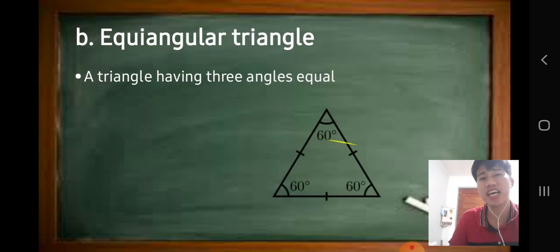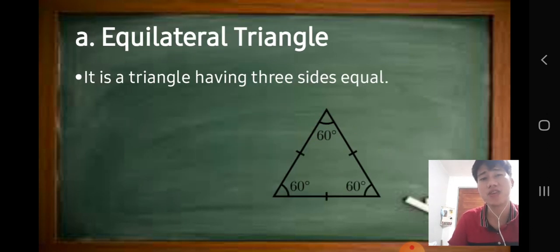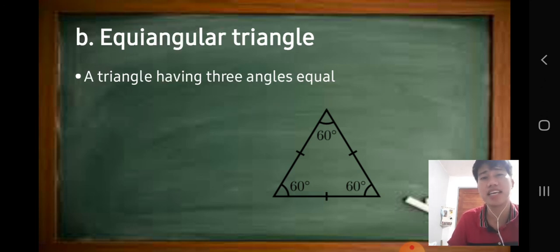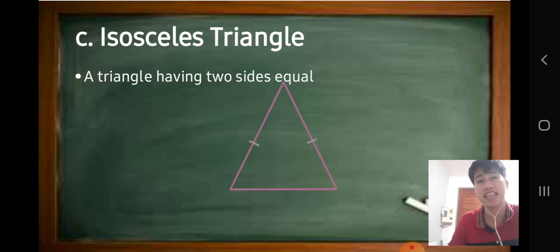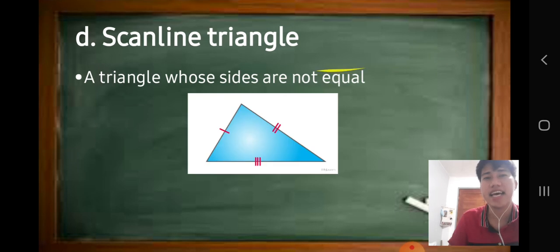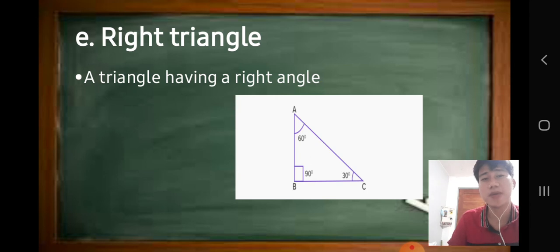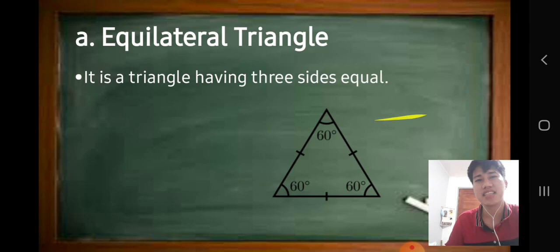And then there are 5 types of triangle. These are equilateral triangle, which means the sides of the triangle are all equal. And then equiangular triangle, the triangle has 3 angles equal. And then isosceles triangle, it means that 2 sides are equal. And then scalene triangle, it means that the sides of the triangle are not equal. And when we say right triangle, a triangle having a right angle.